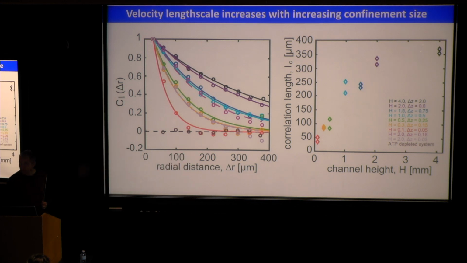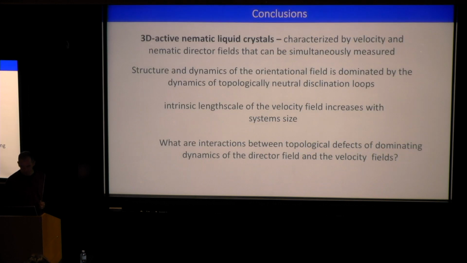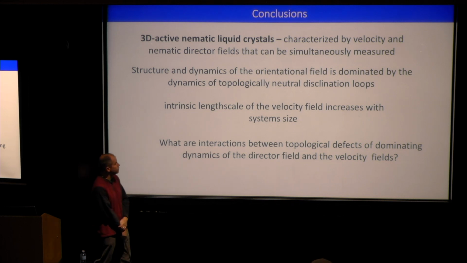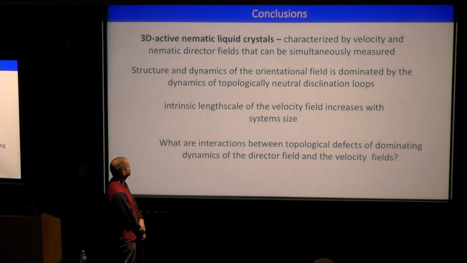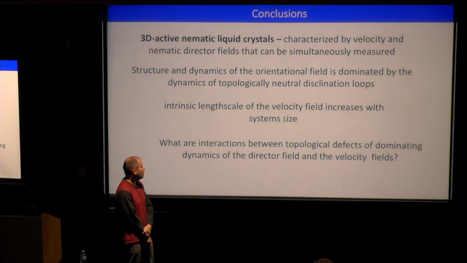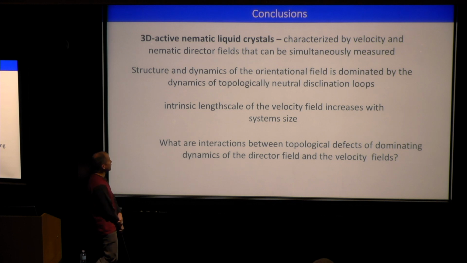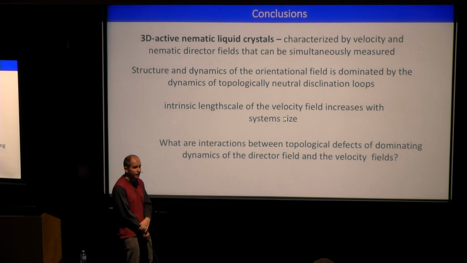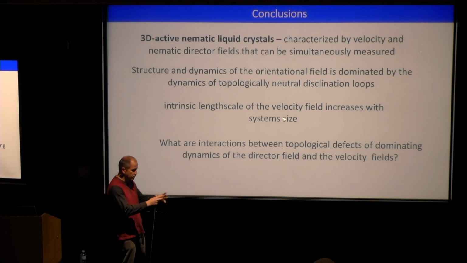Okay, so that almost brings me to the end. What I've talked to you about is a new model system of 3D active nematic liquid crystals. It's characterized by the velocity and nematic director fields that can be simultaneously measured on millimeter scale. The structure and dynamics of the orientational field is dominated by the dynamics of topologically neutral disclination loops. Again, one could imagine different scenarios in which you create pairs of disclination loops of opposite charge.